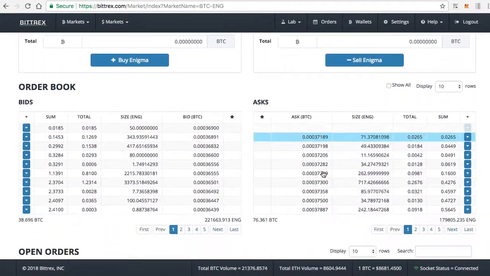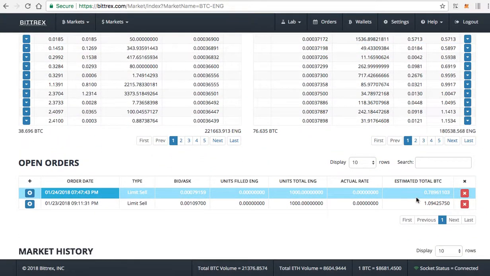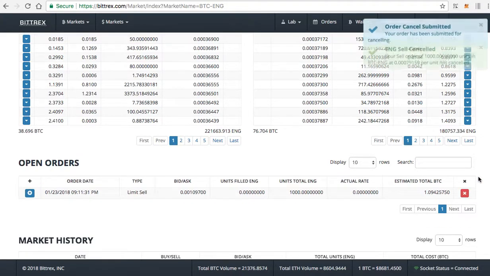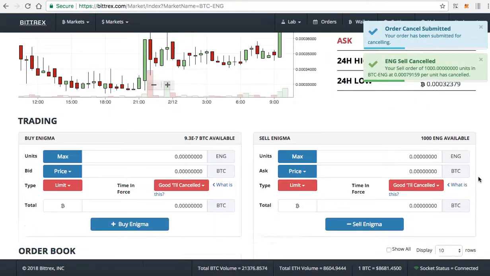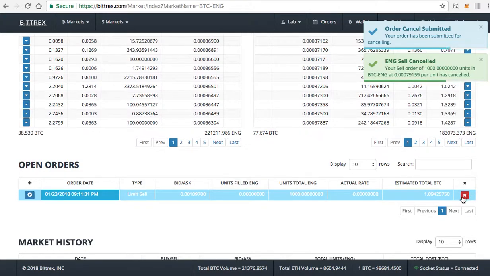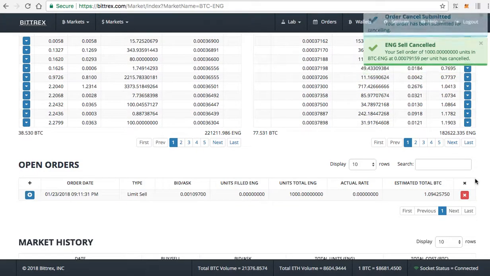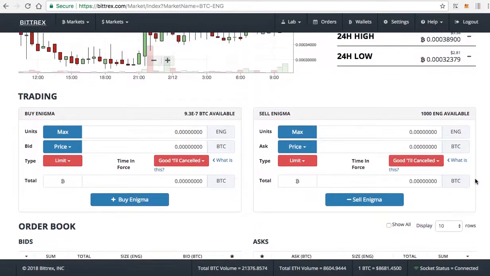I have my Enigma. I'm going to go cancel one of these sell orders here. So you guys can see, obviously, there you go. I didn't show you how to do that. If you want to cancel a buy or a sell, you just click the red X and it cancels. Pretty self-explanatory.